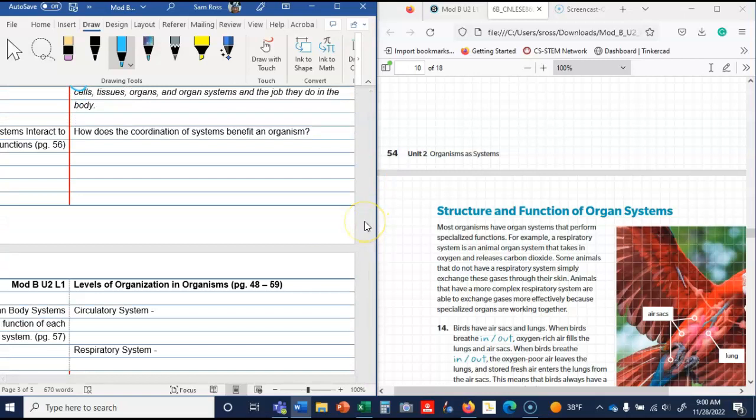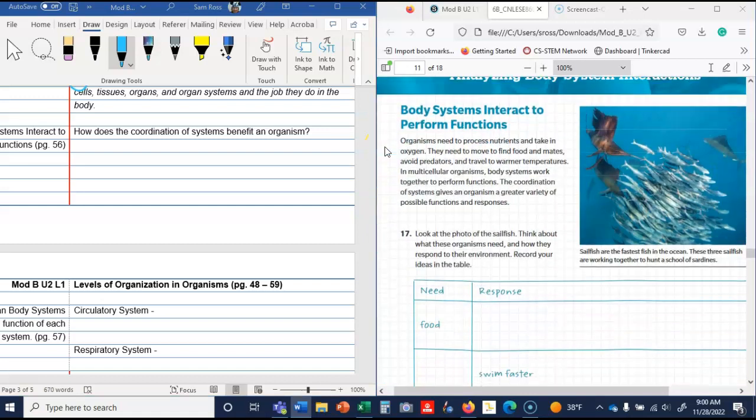Okay. How does the coordination of systems benefit an organism? Let's see. So this should be 56. Coordination. The coordination of systems gives an organism a greater variety of possible functions and responses. It's the very last sentence on that first paragraph. The coordination of systems gives an organism a greater variety of possible functions and responses.